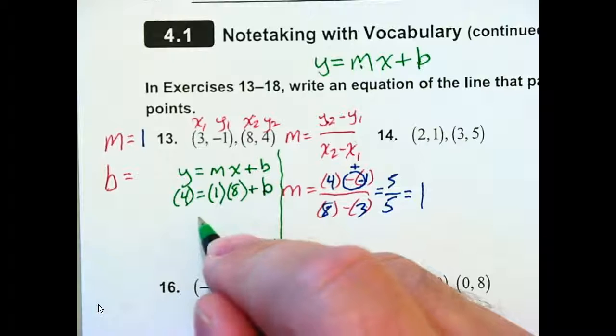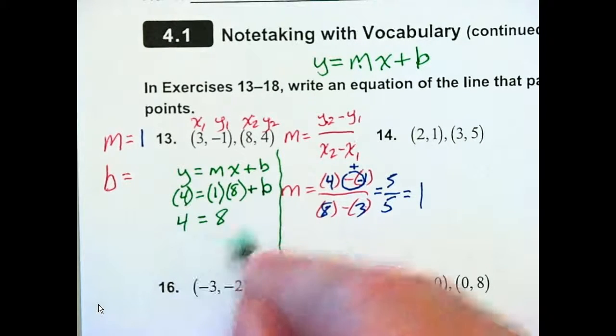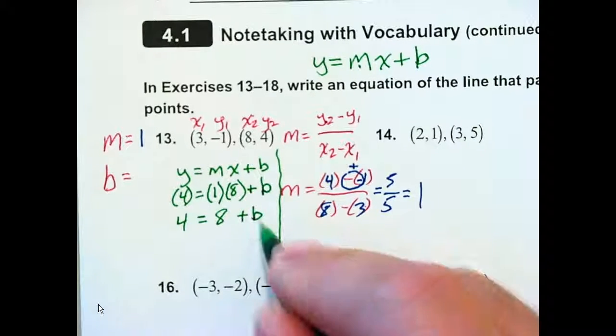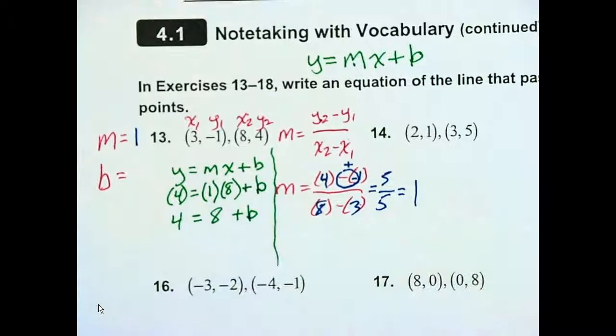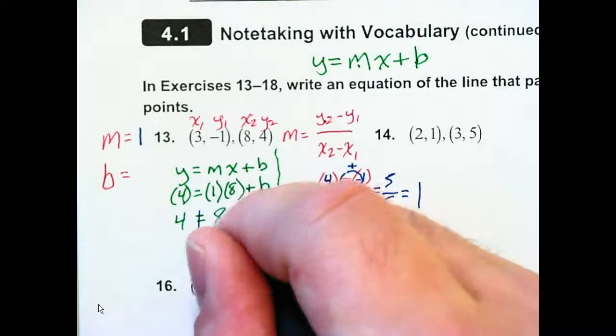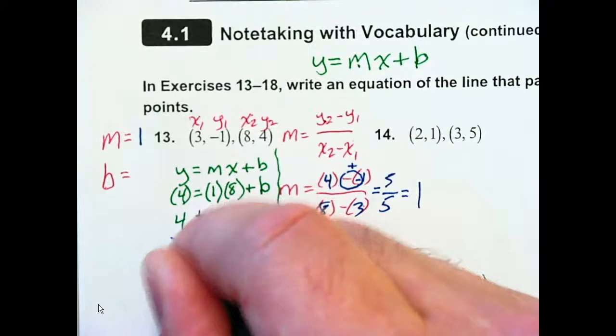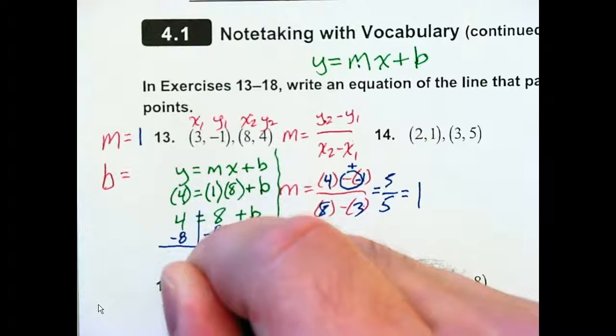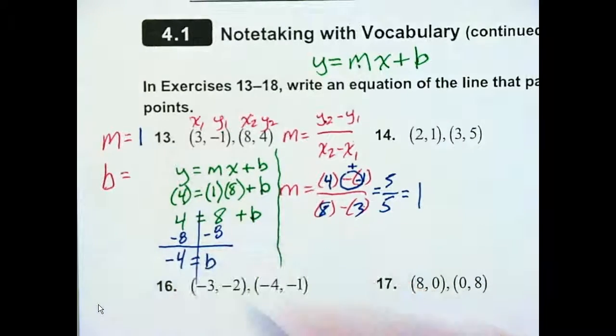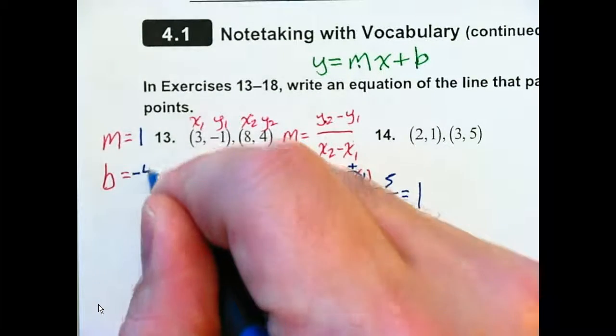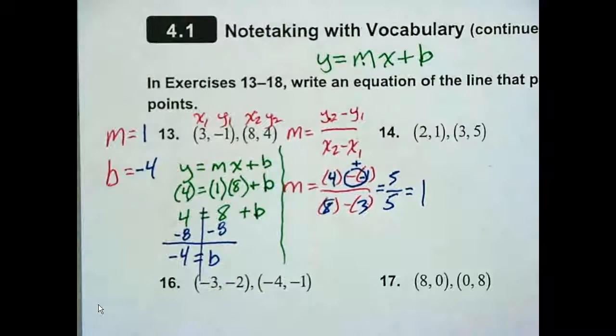So if I solve that, I get 4 equals 8 plus b. Subtract 8 on both sides. That'd be -4. No, you don't get -4 when you subtract 4 from 8. Oh, you're subtracting 8. All right, we're done? I thought I was doing it the other way. No, we're not done.